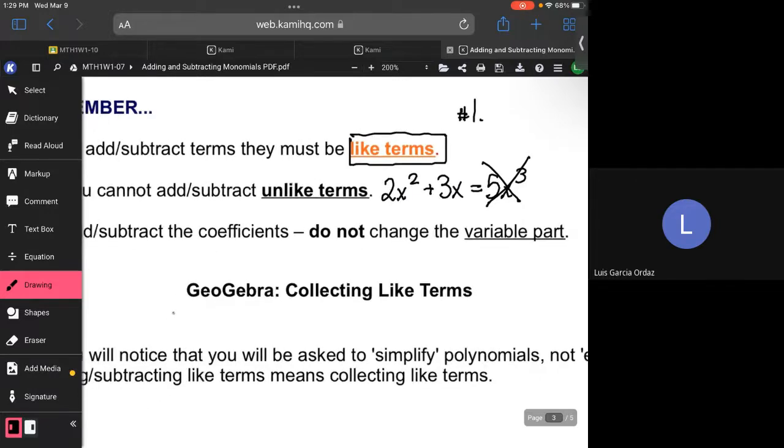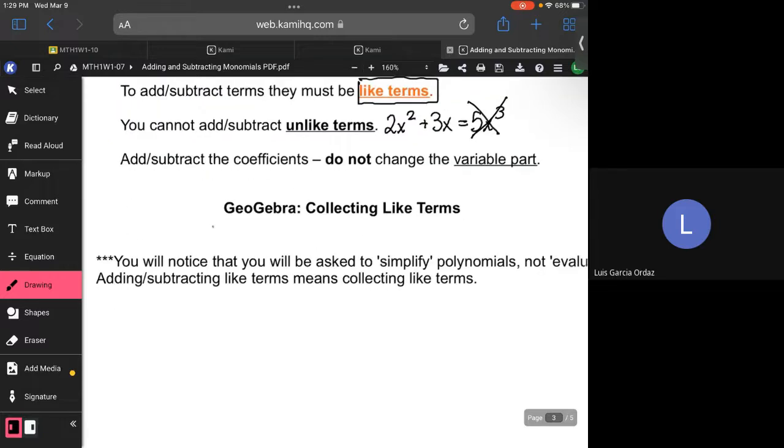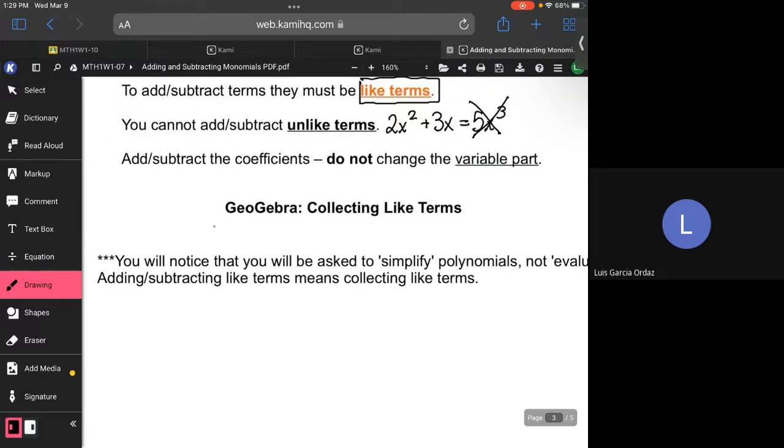So what you do is you just add and subtract the coefficients in front of the variables. We leave the variable part the same, and that is that. You can't change the variable part. So I'm going to give you guys a couple of examples. Let's say I have 3x squared plus x plus 2x squared plus 3 minus 2.